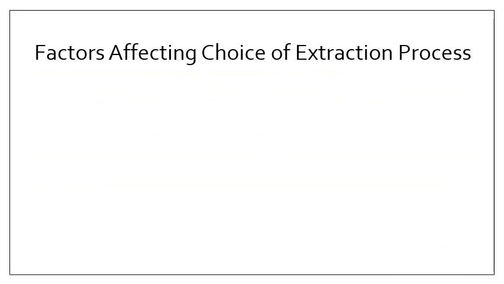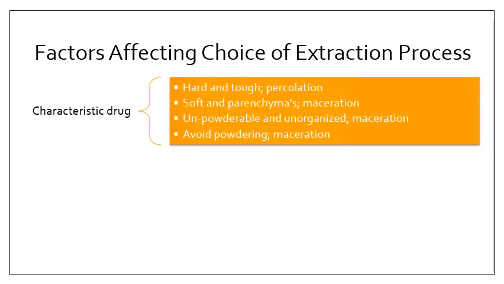Finally, we have the factors that affect the choice of extraction process. Now, there are certain properties of the drugs which should be taken into consideration and upon which the extraction process will depend. So, firstly, the characteristics of the drugs. If the drug is hard and tough in nature, the process of percolation is more preferred because the hard and tough drug will first go through the size reduction process and it will enhance the process of extraction.